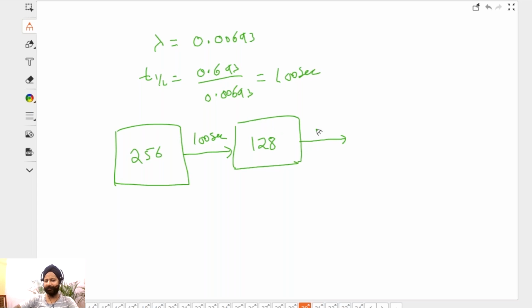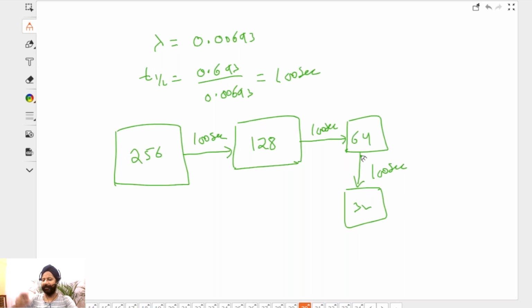Now after 100 more seconds, it's half of what is left now. It's not going to be 128 gone. Half of whatever is remaining is gone. So 64 remaining. Then after 100 seconds, you still have 32, right? So it goes on reducing by half. That's what I was saying: the activity is also reducing. Every second, fewer and fewer nuclei are decaying. Any questions? Vasudev, are you understanding? Ninad, is this clear?